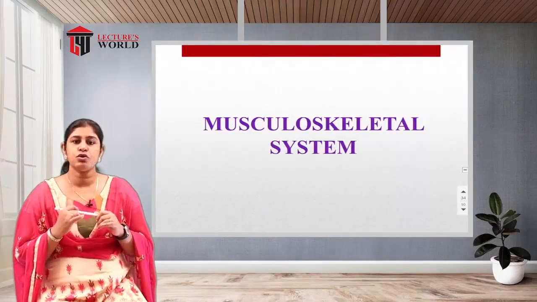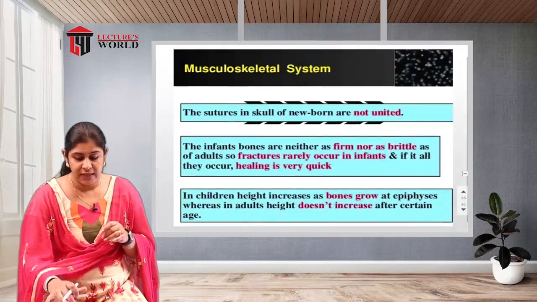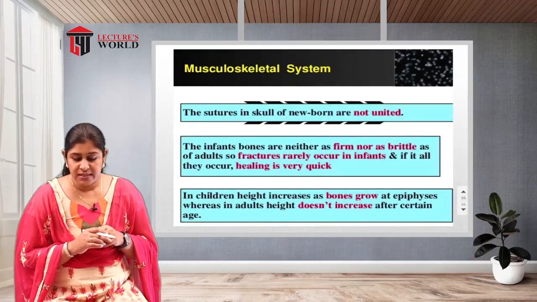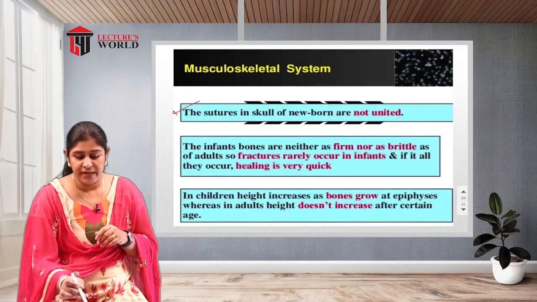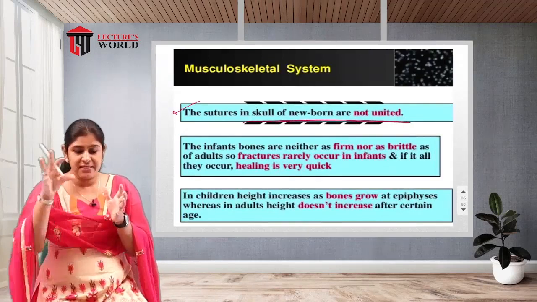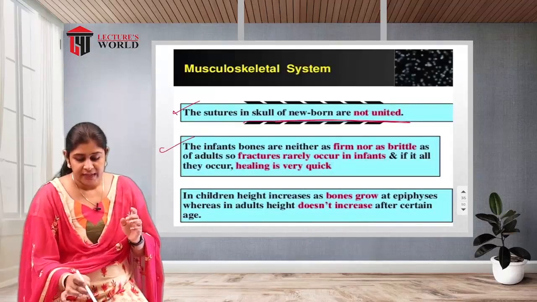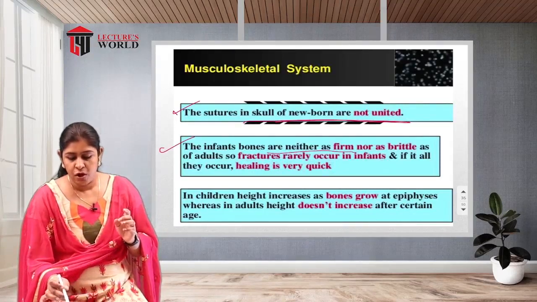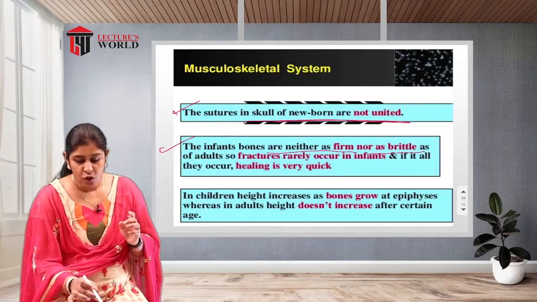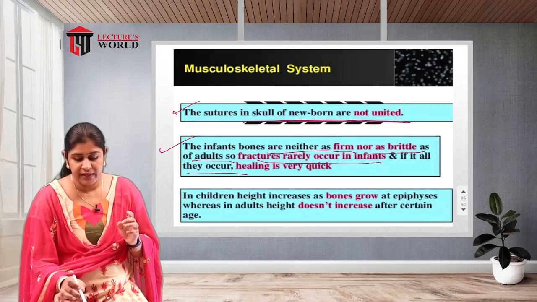Next comes the musculoskeletal system. In the musculoskeletal system, the first point is that the sutures present in the skull of the newborn are not united. Second, infant bones are neither as firm nor as brittle as those of adults. So fractures rarely occur in infants, and if at all they occur, healing is very quick.